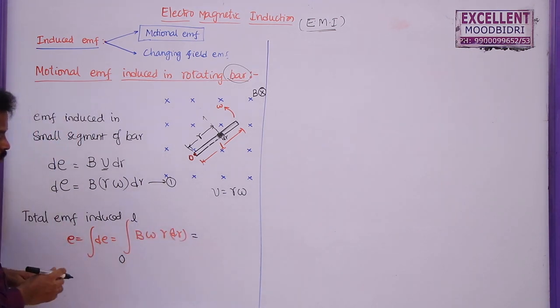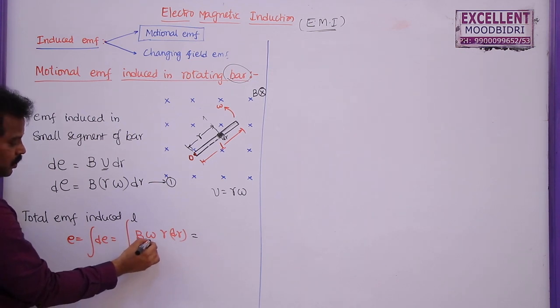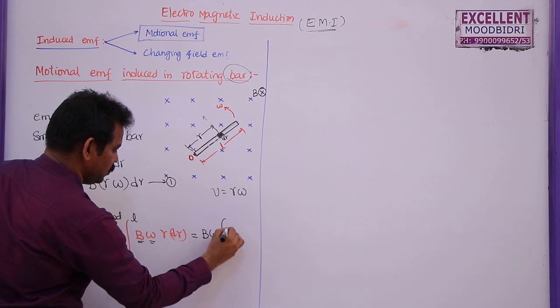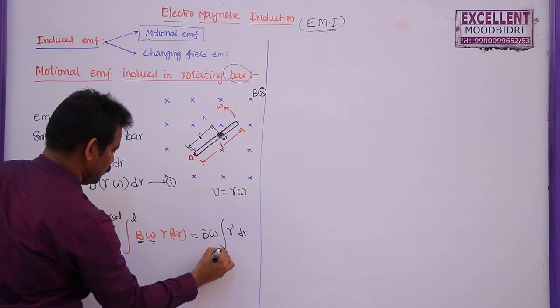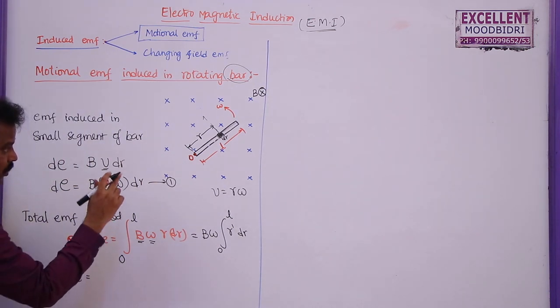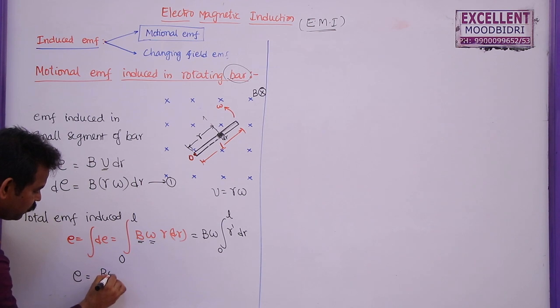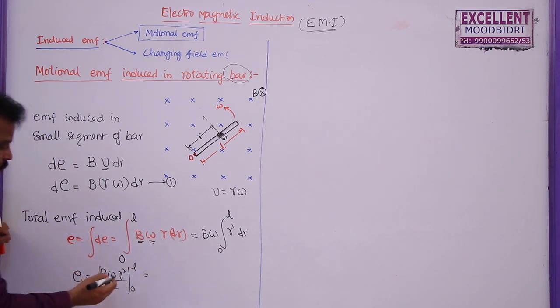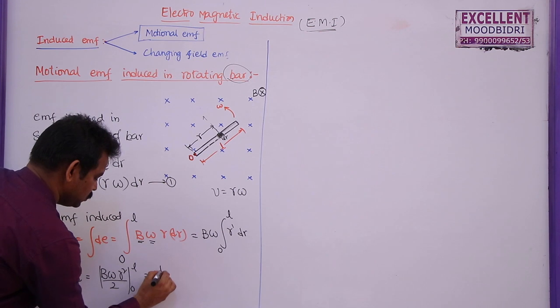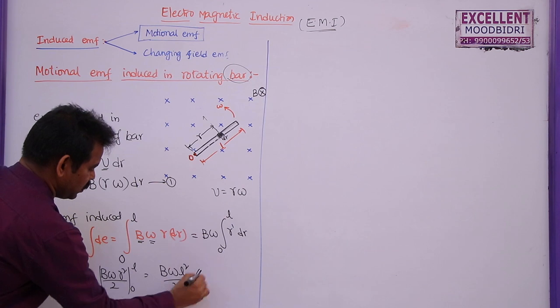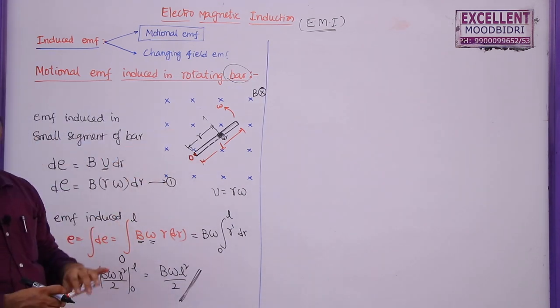We can bring the magnetic field, which is constant, outside, and the angular velocity is constant. We can write this as B omega integral R power 1 dr with limits 0 to L. So the EMF induced between the two ends of this rod is B omega R square by 2 with limits 0 to L. Now if you substitute the limit L in place of R, this becomes B omega L square by 2. So this is the EMF induced between the two ends.